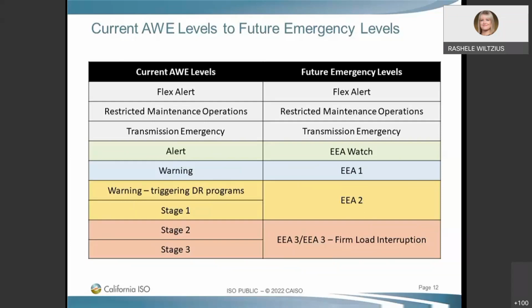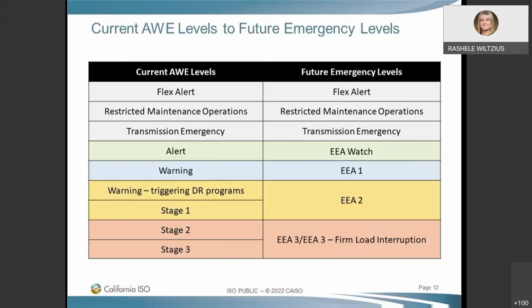Okay. Next, we have warnings with regards to the AWE levels. And a warning is going to correspond with an EEA1, I apologize. There's one exception to that. In a warning right now with AWE, part of that warning triggers demand response programs, and that is going to correspond with an EEA2 moving forward, as you can see in the yellow there. So that one's not quite a one-to-one correlation, but it's pretty close. And I do want to mention that triggering of those demand response programs is always correlated to an EEA2 with regards to reliability coordinators, and that is not changing.